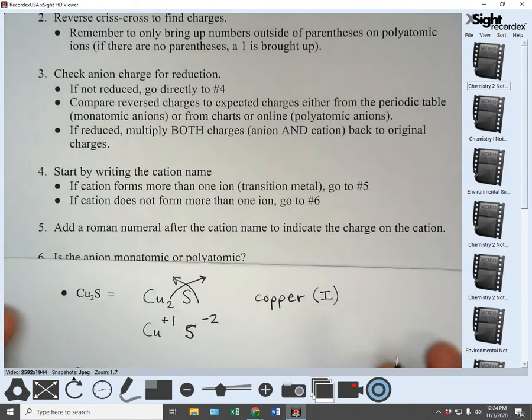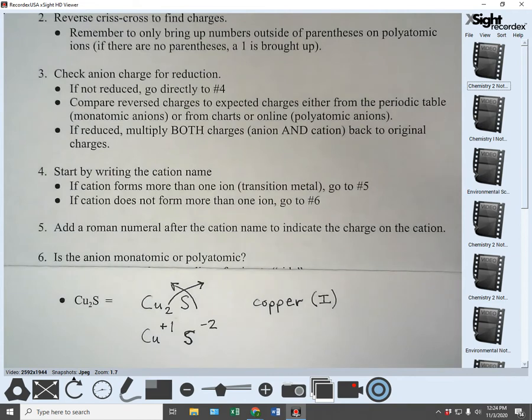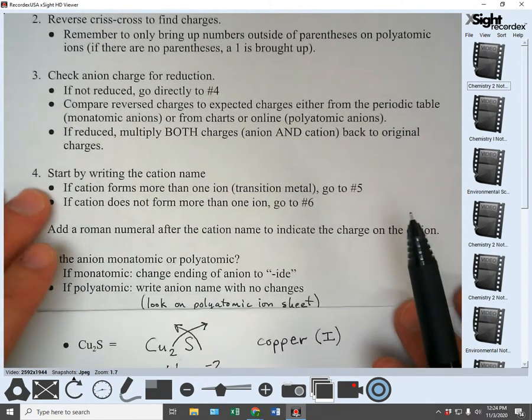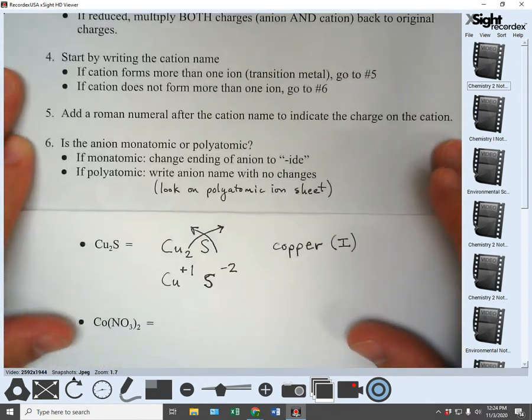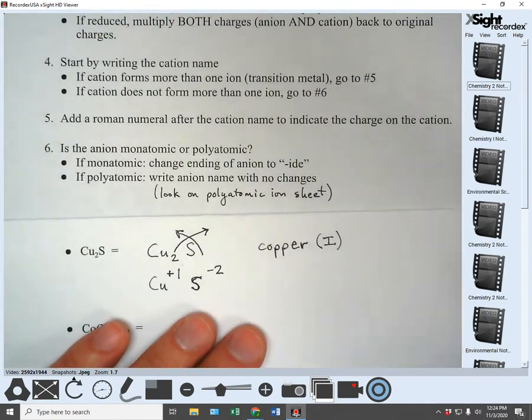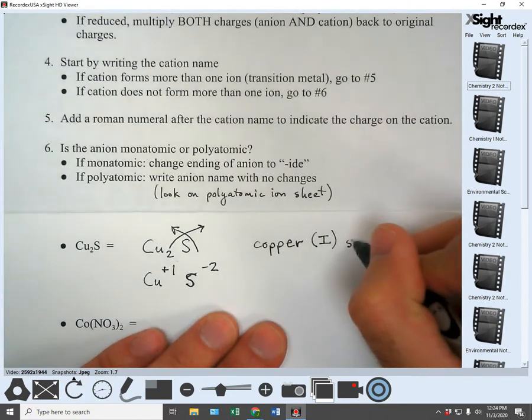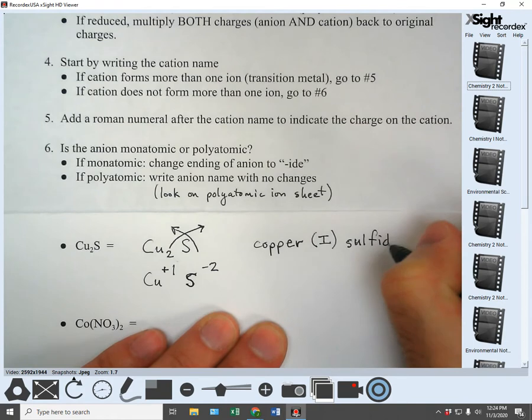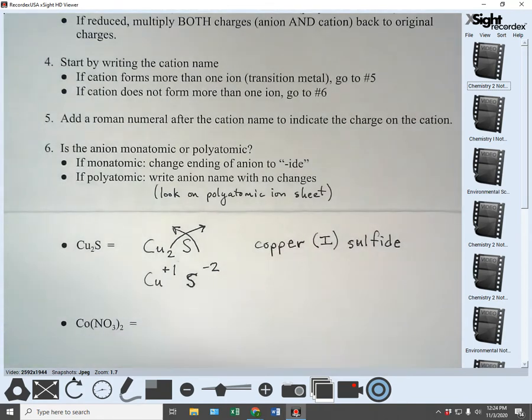Okay, then we go to number 6. Is the anion monatomic or polyatomic? Our anion is monatomic, just sulfur. So we change the ending to IDE. So sulfur becomes sulfide. So the name for this is copper 1 sulfide.